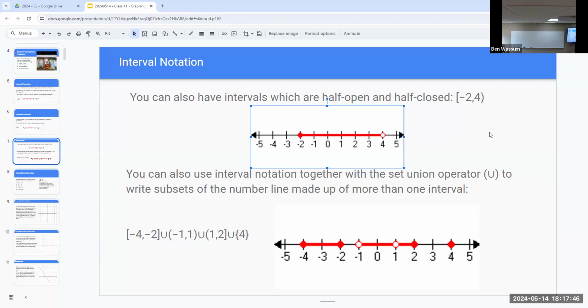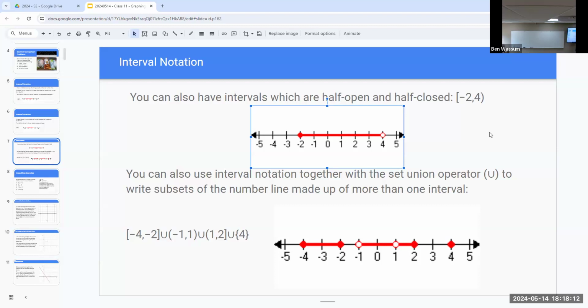So if you're making this interval notation, you take a look at the left endpoint, -2. You say, okay, is it included? Yes, it's a filled in circle. So you'd say, okay, -2 is going to have a bracket around it because it's included. And then you say, okay, well, where does it end? So you got the bracket, -2, comma, you go to the right endpoint, and we're at 4.